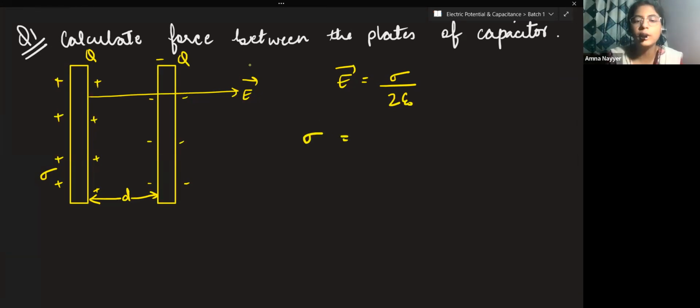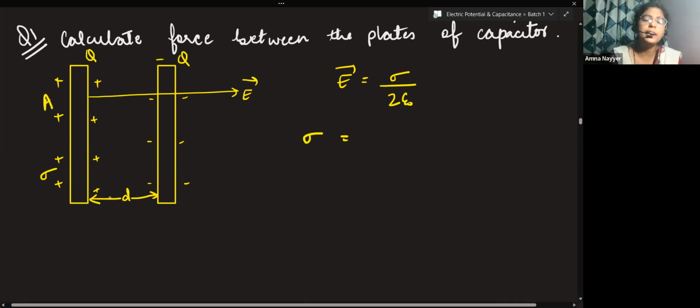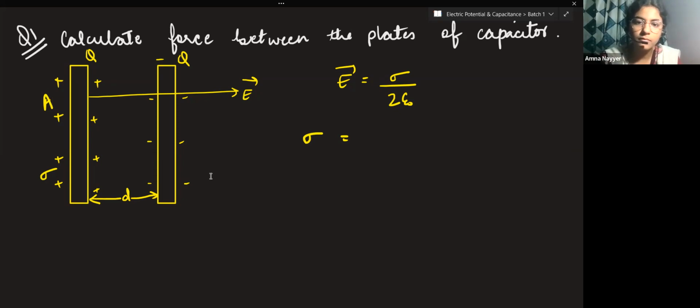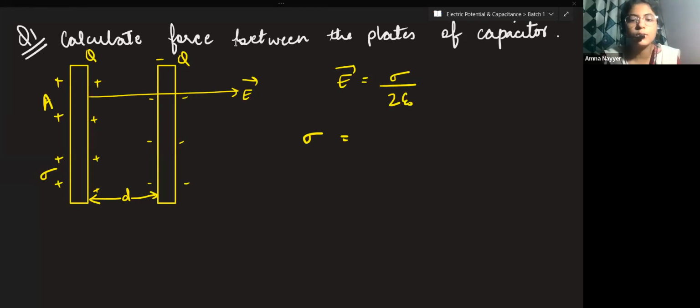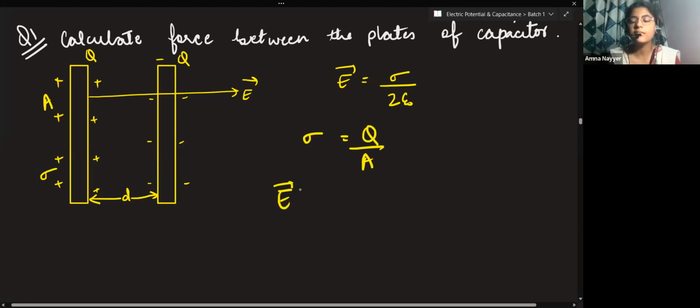Sigma's value, who is going to tell this? Rifat, do you remember the formula of surface charge density? If the charge is Q, the area of the plates is A, and sigma is the surface charge density. Q by A. Yes, Fahad and Zaid are also right. Surface charge density is charge per unit area, so this will be Q divided by A. Put it in the formula of electric field. It becomes Q by A times 2 epsilon naught. This is the electric field.